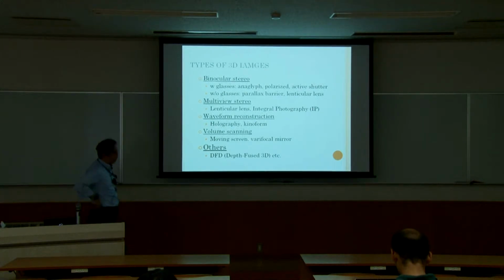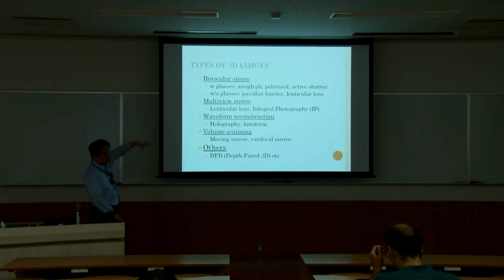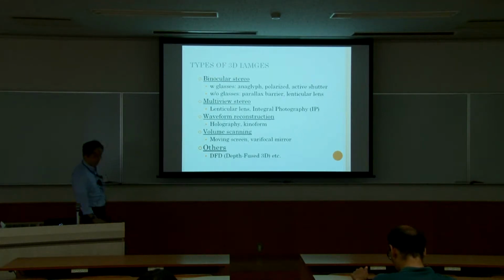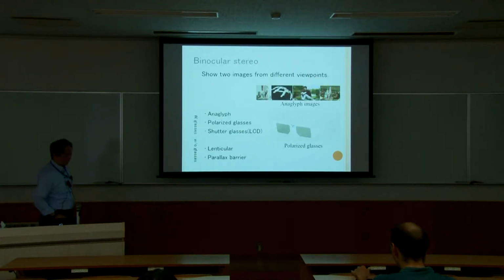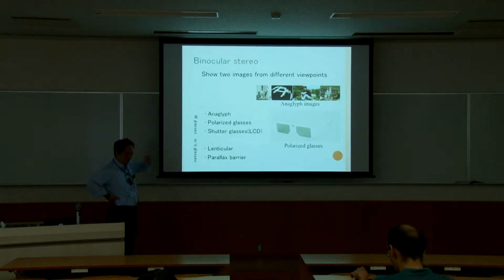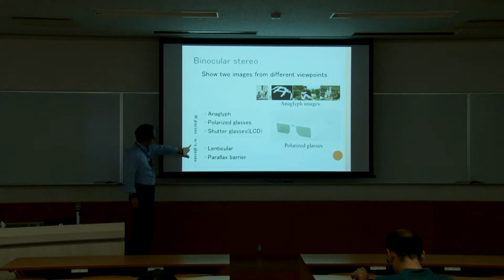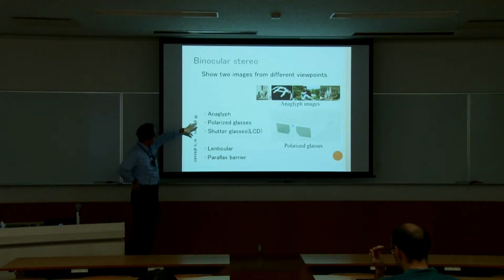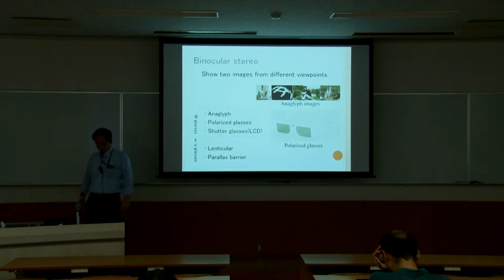Now, nowadays we can see many kinds of 3D displays, but these are categorized like this: binocular stereo, multi-view stereo, wavefront reconstruction, volume scanning, and others. The first, binocular stereo, is very common. You can see it everywhere. You put on glasses, or without glasses, this is the lenticular type and parallax barrier, as I mentioned before. Just two kinds of very old techniques. But if we put on the glasses, we can see the left eye image, right eye image, and the 3D image. Okay, this is one.